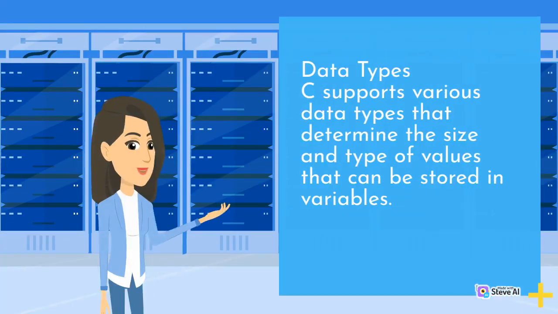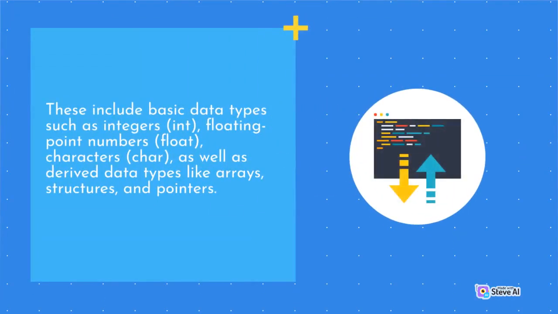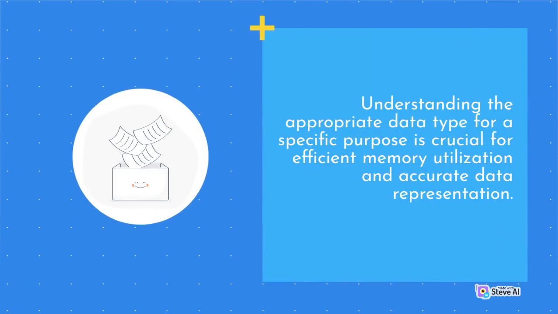Data types. C supports various data types that determine the size and type of values that can be stored in variables. These include basic data types such as integers, int, floating point numbers, float, characters, char, as well as derived data types like arrays, structures, and pointers. Understanding the appropriate data type for a specific purpose is crucial for efficient memory utilization and accurate data representation.